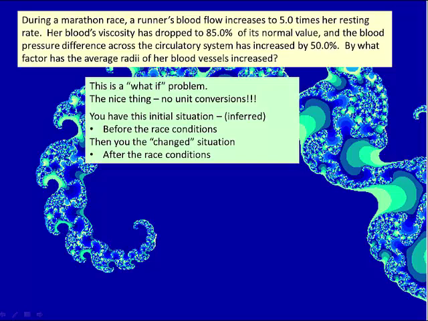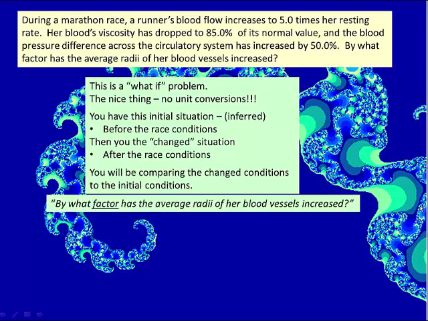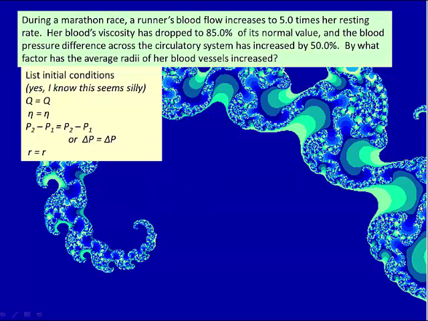After the race, her flow rate went up 5 times. So that's the after situation. And you're going to compare the changed conditions to the initial conditions. By what factor has this average radii of her blood vessels increased? You don't know what the original average radii was, just how much did it increase? So you're going to list the initial conditions. I know it seems silly, but it's helpful to do that.